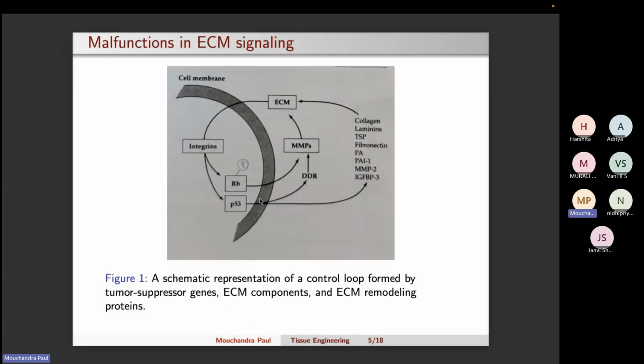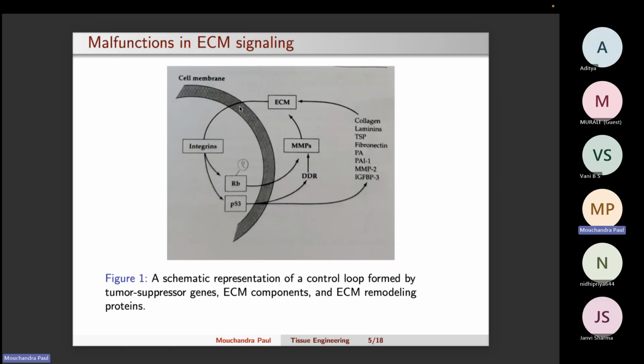Here, this is the cell membrane, and on the cell membrane there are integrins present. When cell and ECM interaction takes place, that in turn regulates the activation. RB gets activated when a phosphate group is attached to it, and it gets deactivated when the phosphate is removed. So it is controlling the activation of RB. Once RB protein is activated, it controls the synthesis of the MMPs, that is matrix metalloproteinases. That in turn helps in remodeling of the ECM, means degrading ECM components, etc.